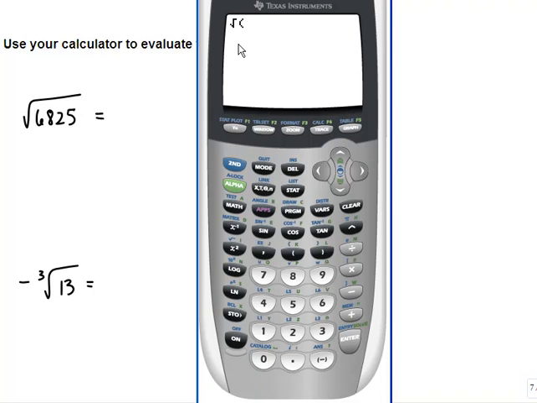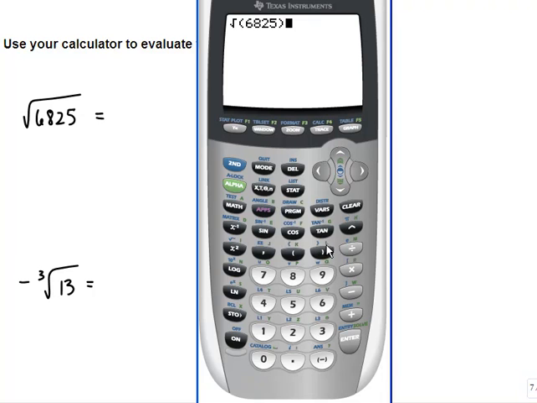In this particular example, it's not a big deal if you don't use parentheses, but if you had to take a square root of a bunch of things added or subtracted, then you would want to use parentheses. So here, all I have to type in is 6825. If you want to be really careful about it, you can close the parentheses using the right parentheses button.